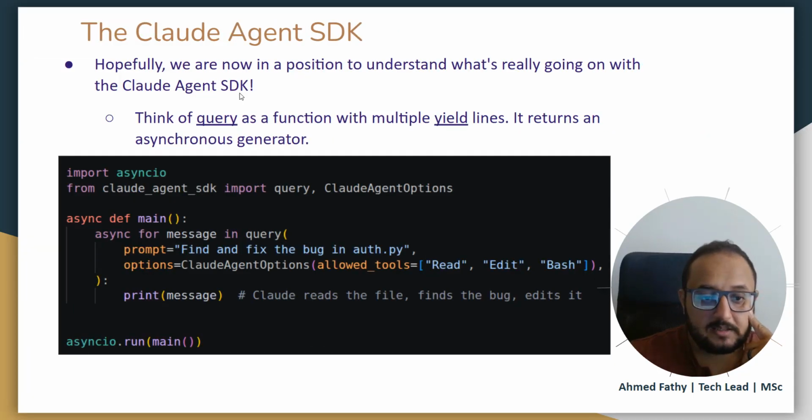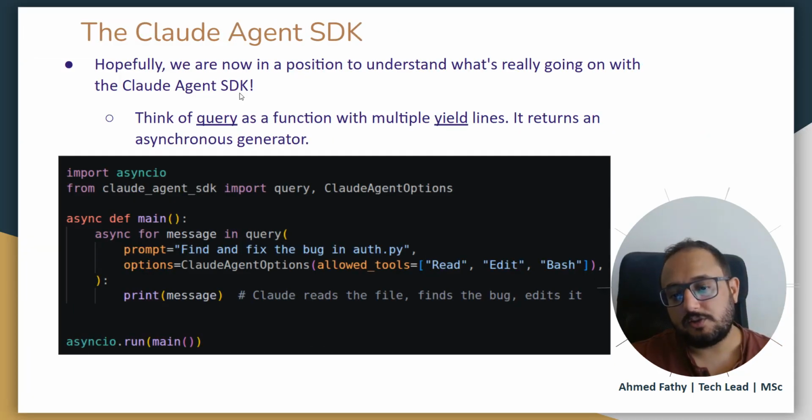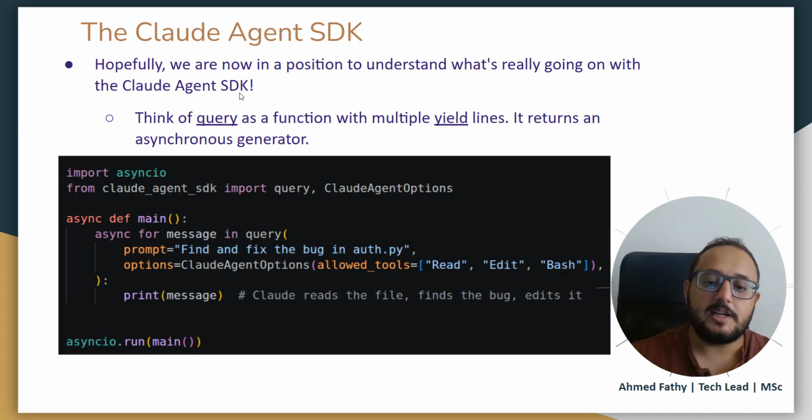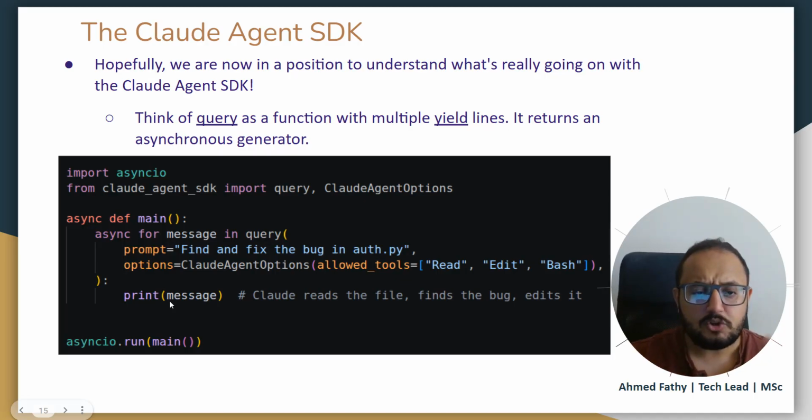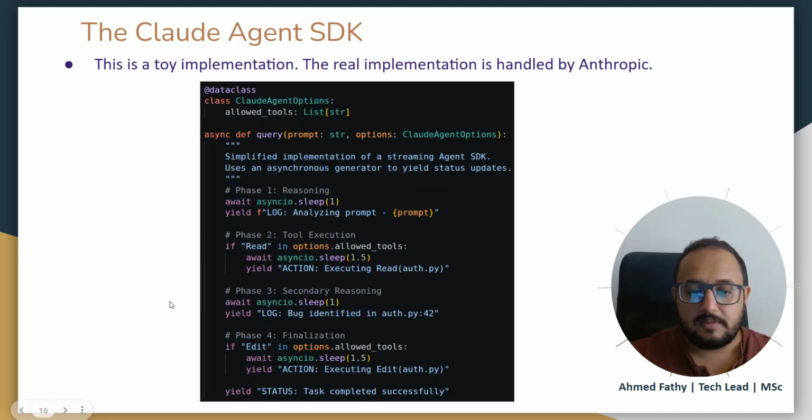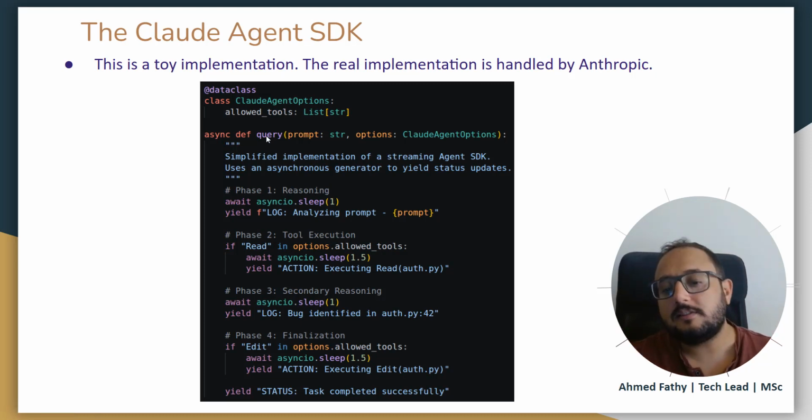Okay, so hopefully we are now in a position to understand what's really going on with the Claude Agent SDK. So think of query as a function with multiple yield lines. It returns actually an asynchronous generator, and then you can have async for message in query, and the query could keep doing whatever it is doing, and at the same time you can still print the messages as they arrive, which is nice. So this is a toy implementation of what the query method might look like.